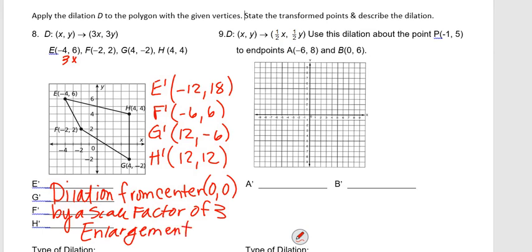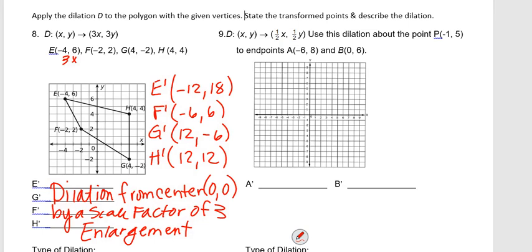Okay, so this one over here on the right is, we're going to dilate a line now. So we're going to dilate the line through the points negative 6, 8, and 0, 6, about the point negative 1, 5, and we're going to dilate it by a scale factor of 1/2. So this is our process where we're doing our subtracting, applying, and our adding.